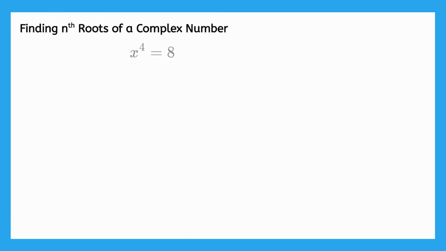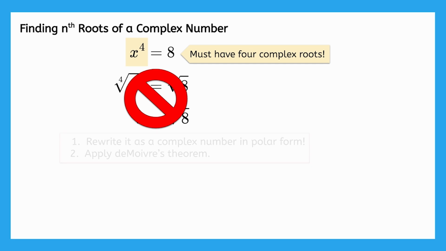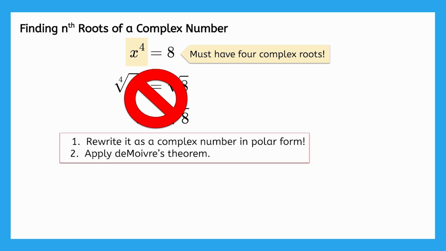Well, let's consider the equation x to the fourth power equals 8. Based on the fundamental theorem of algebra, there must be 4 complex roots, which might be pure real, pure imaginary, or complex. In the past, when we've solved equations like this, we've simply taken the fourth root of both sides, but that method will only give us one of the roots we're looking for. In order to find all 4 complex roots, we need to rewrite 8 as a complex number in polar form and then apply de Moivre's theorem.